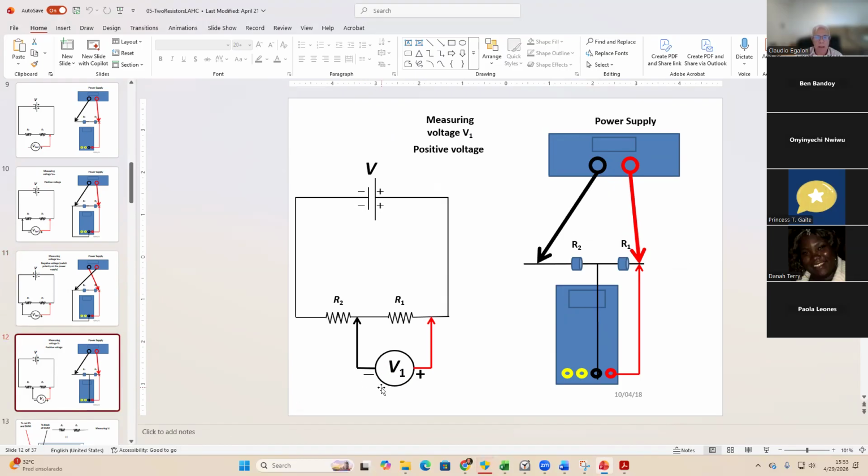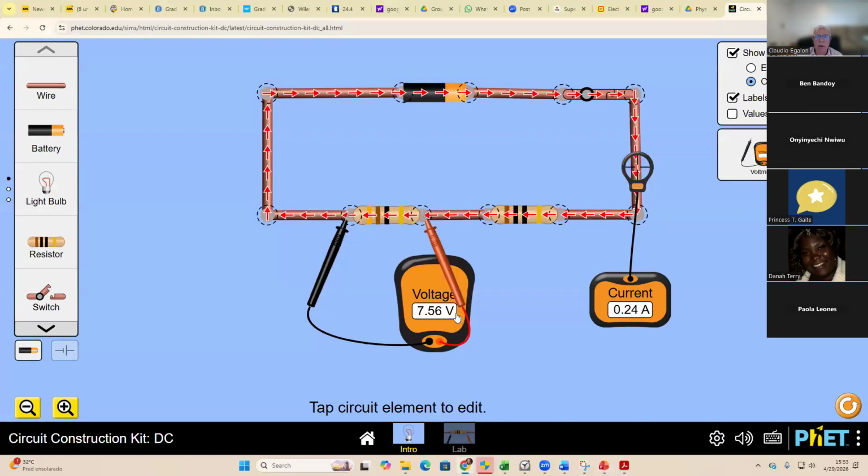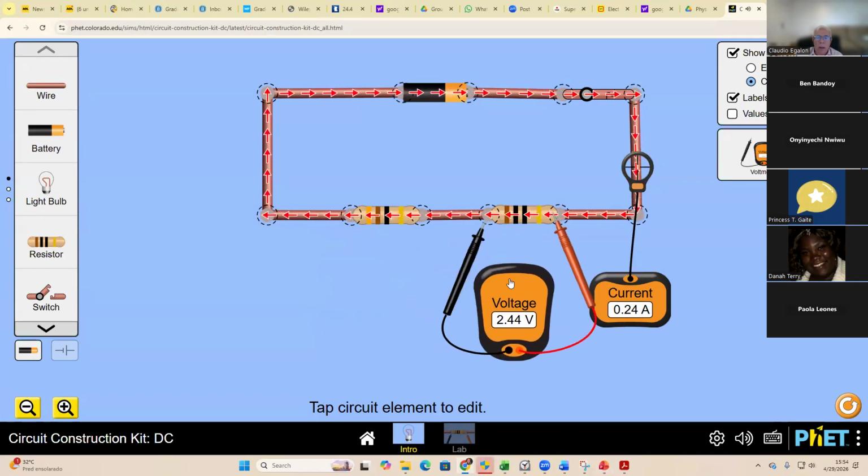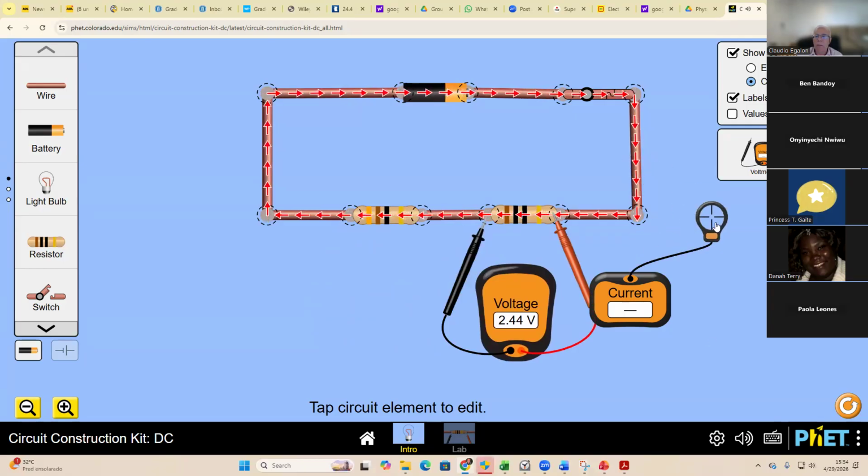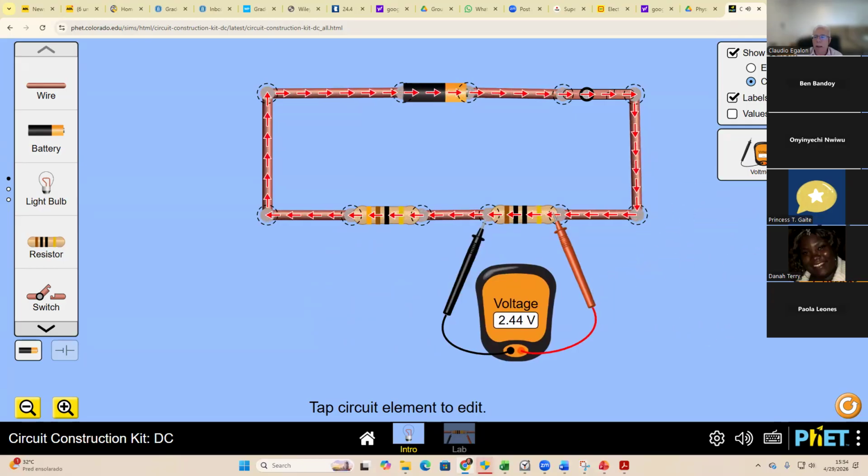We're doing V1 now, right? So I already showed you how to do that in the simulation, and the simulation looks just like that as well. Let's go to the simulation. That's V1.